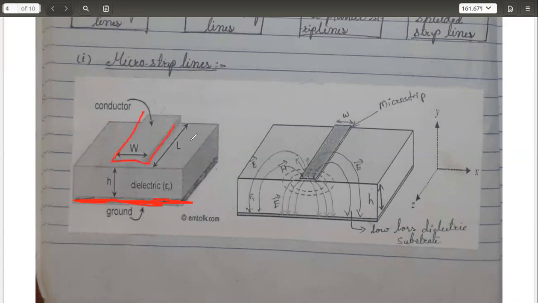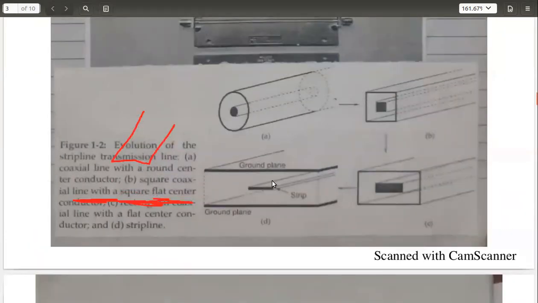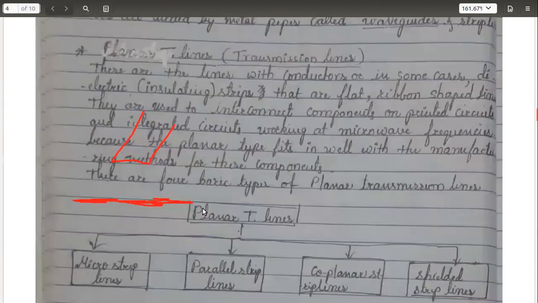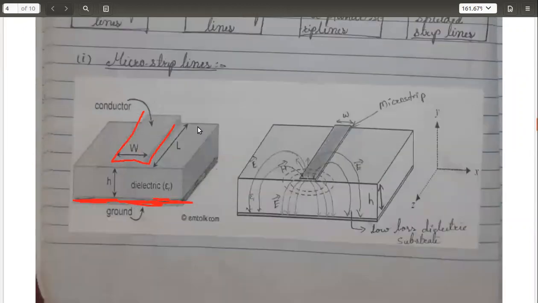What is the difference you find? In the general strip line structure, the strip is sandwiched, inserted at the center. You can see here it is at the top. That is the microstrip line. This microstrip has its own width and length, and it also has a thickness. So width, length, and this is the height of the material on which you are attaching the strip line. So this is the structure.